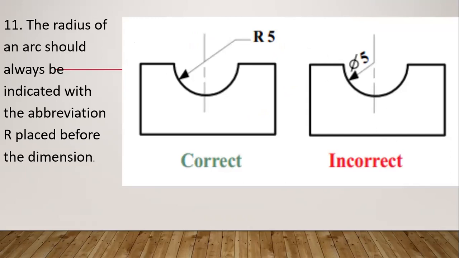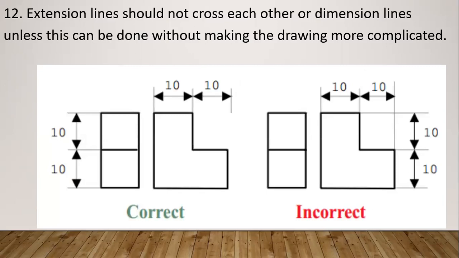Enter rule 11. It says that the radius of an arc should always be indicated with the abbreviation r placed before the dimension. So like I said, for arcs we indicate radius. And like we had phi for indicating the diameter of holes, for the radius of arcs we have r. Take note of that.